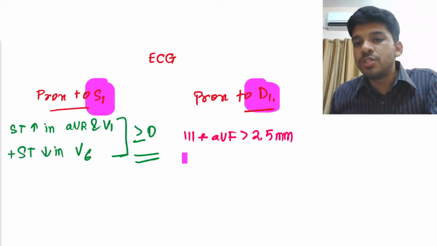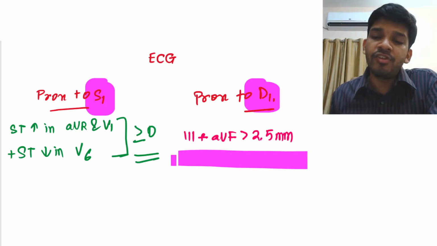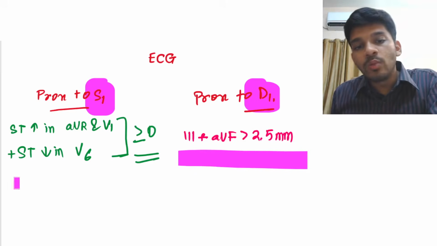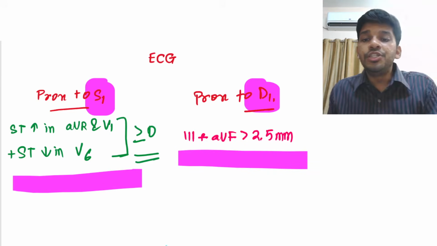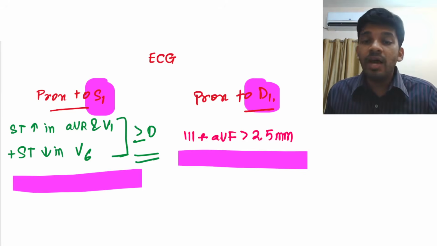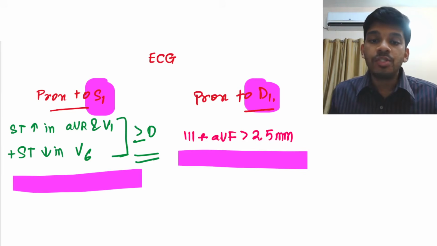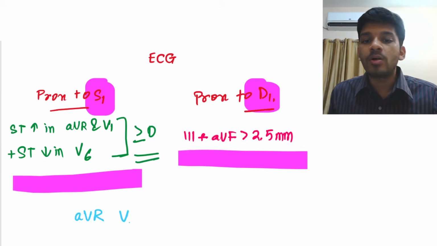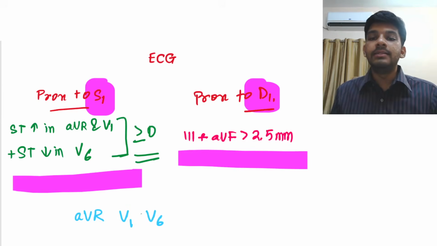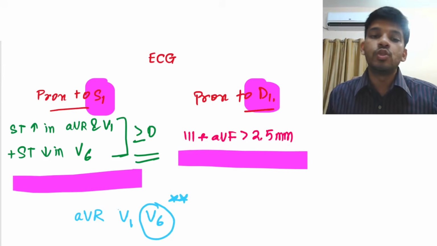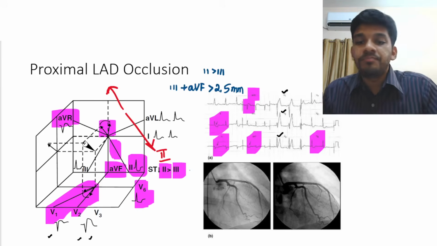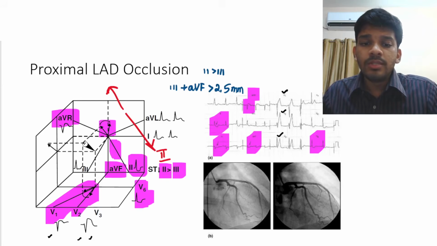So you will get ST depressions in 3 and AVF, which are more than 2.5 millimeter. Along with that, you will get ST elevations in AVR and V1 and ST depressions in V6. The clincher point here is that AVR, V1 and V6 are the most important leads to look at for a proximal LAD occlusion, and this V6 ST depression is a very, very important underscored thing in an ECG finding. So this is how we are looking at it for the proximal LAD occlusion.